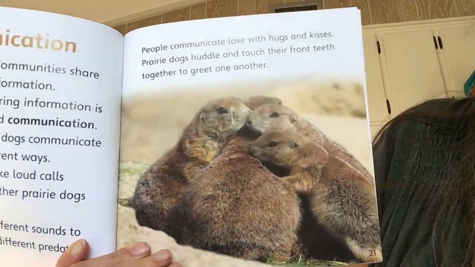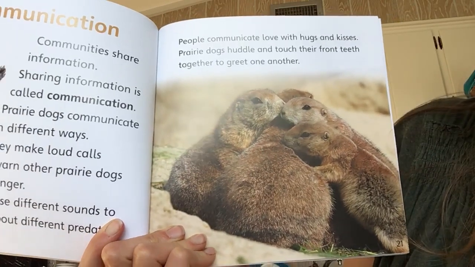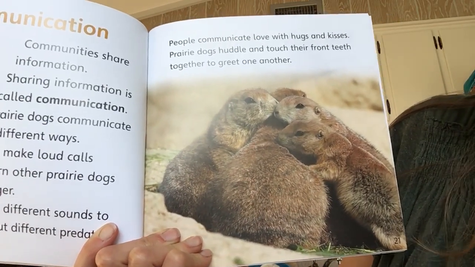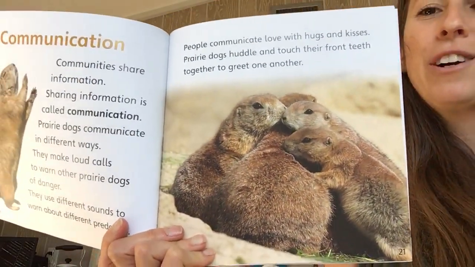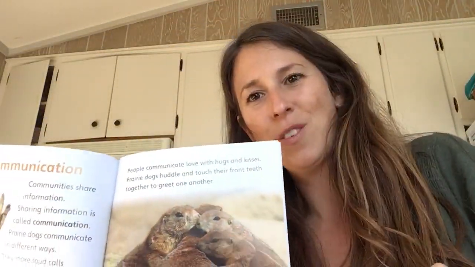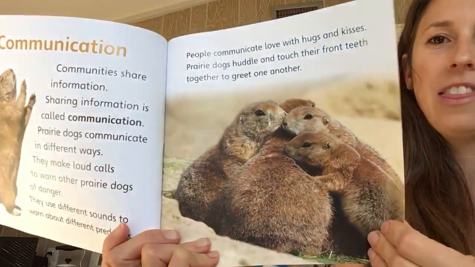People communicate love with hugs and kisses. Prairie dogs huddle and touch their front teeth together to greet one another. That's super cool. So instead of giving a high five like we might, they touch their front teeth.